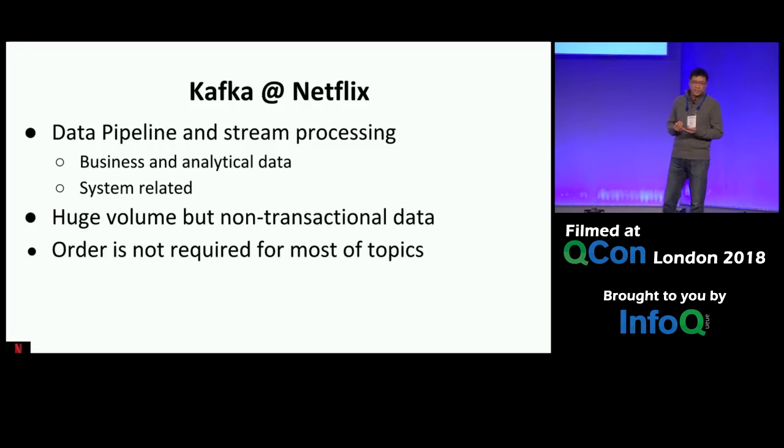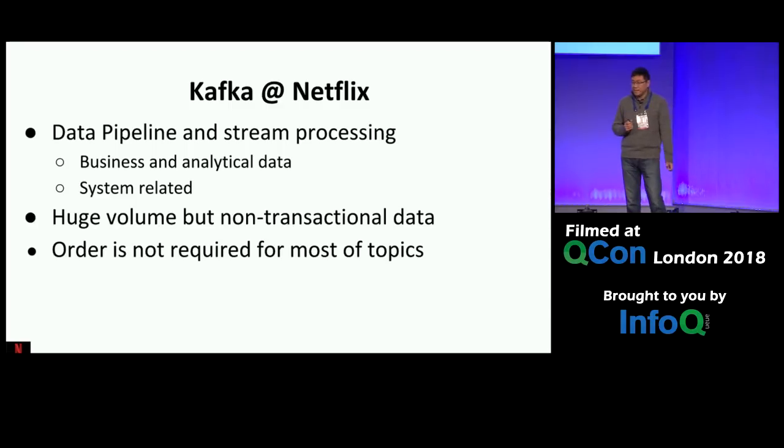So there are two major use cases of Kafka in Netflix. The first one, as Sid mentioned, is the data pipeline, where we reliably transport data from one application to another or from one system to another. And the other use case is stream processing, where we write real-time streaming applications to transform or react to the streams of data. And there are two major categories of data that flow in our system.